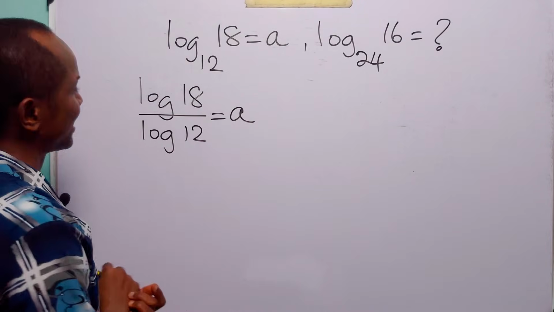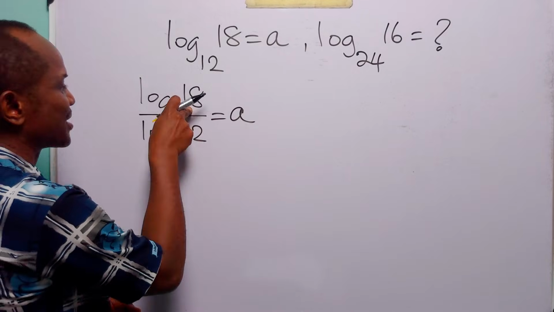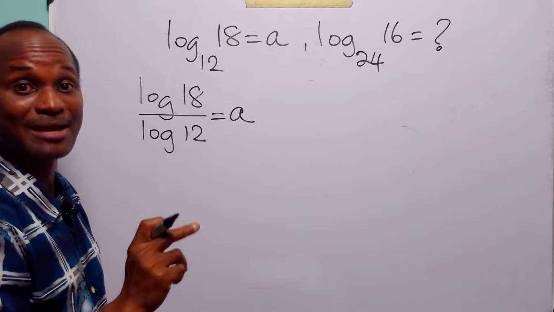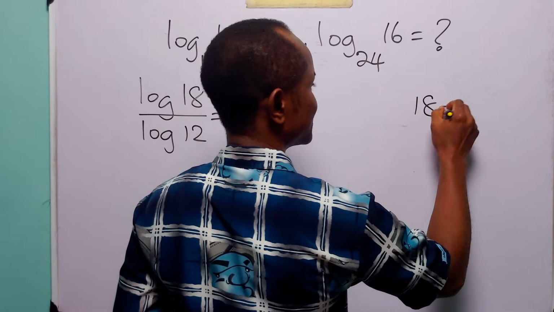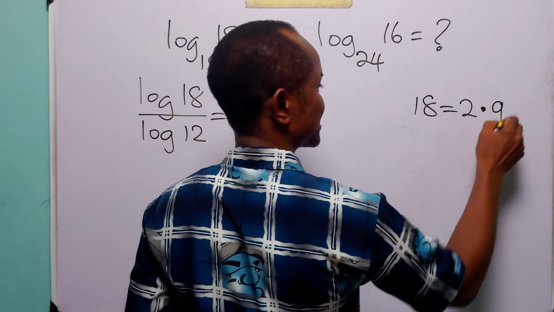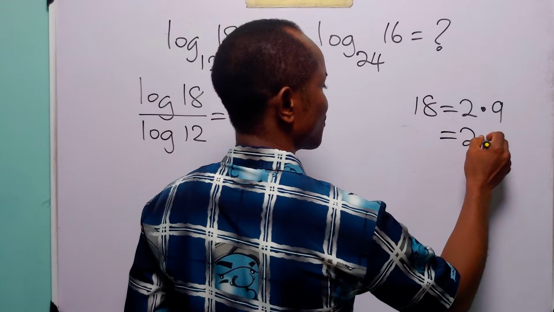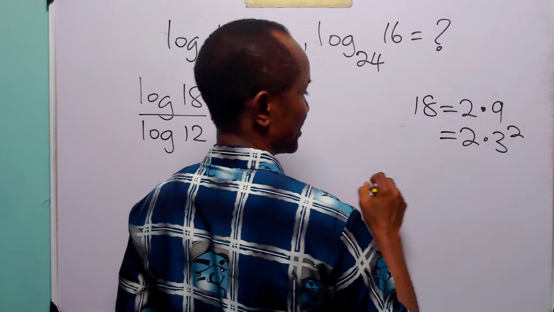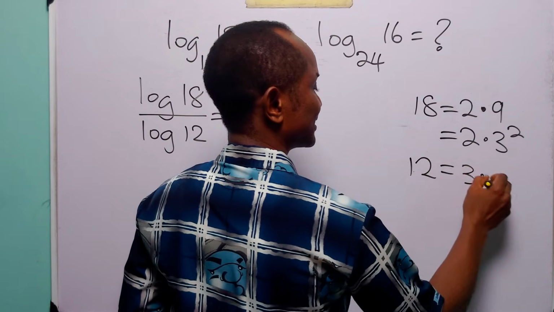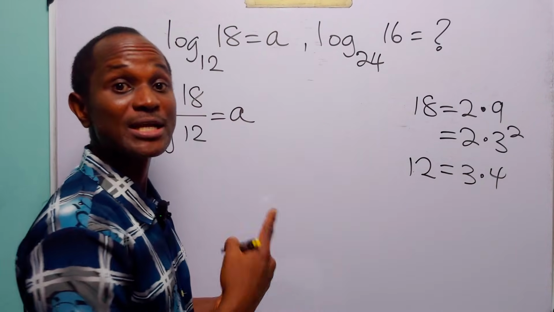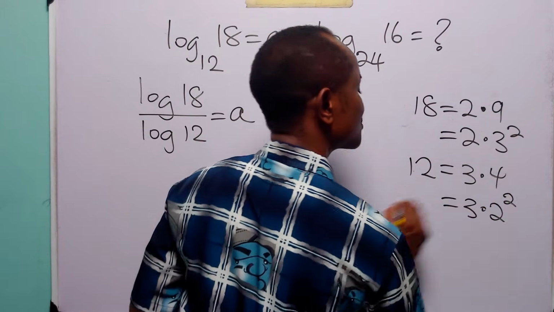Now, the next thing we are going to do is express 18 and 12 in terms of their prime factors. Remember that 18 is equal to 2 times 9, and of course, 9 is 3 squared. So 18 is equal to 2 times 3 squared. 12 is equal to 3 times 4, and 4 is 2 squared. So 12 is equal to 3 times 2 squared.